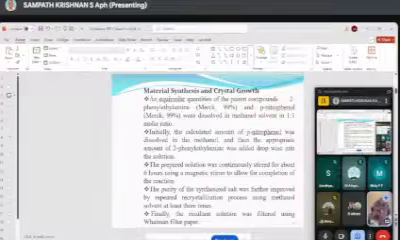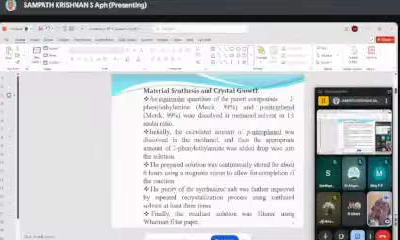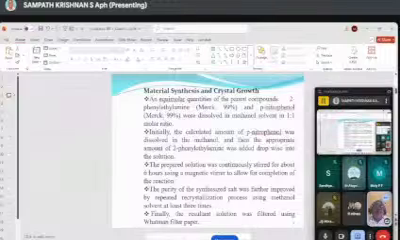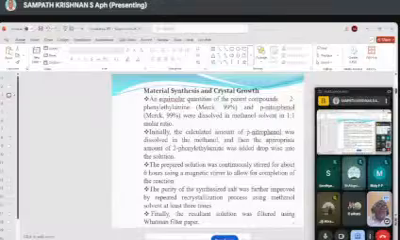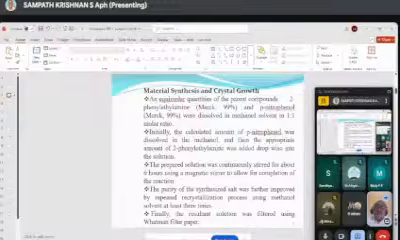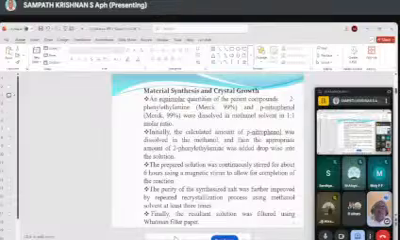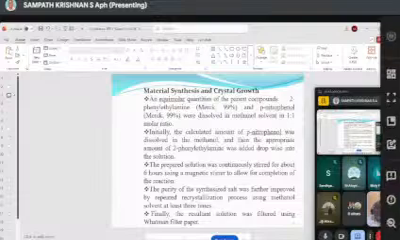99% Merck purchased, were dissolved in methanol solvent in 1:1 molar ratio. Initially, the calculated amount of nitrophenol was dissolved in the methanol, and then the appropriate amount of 2-phenylamine was added dropwise into the solution. The prepared solution was continuously stirred for about 6 hours using a magnetic stirrer to allow complete reaction. The purity of the synthesized salt was further improved by repeated recrystallization using methanol solvent at least 3 times. Finally, the resultant solution was filtered using Whatman filter paper.